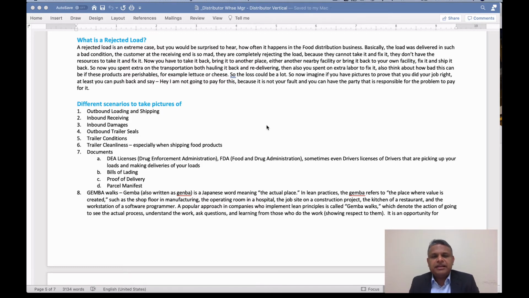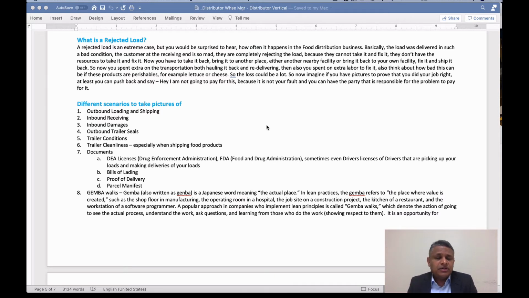Right? Now you have to take it back, bring it to another place, either another nearby facility or back to your own facility, fix it, and ship it back. So now you spend extra on the transportation, both hauling it back and re-delivering, and also you spend on extra labor to fix it. Sometimes if it's so bad, you may have to replace the merchandise because you cannot reuse it. I mean, especially if it's food products and that got spilled on the floor of the container, right?